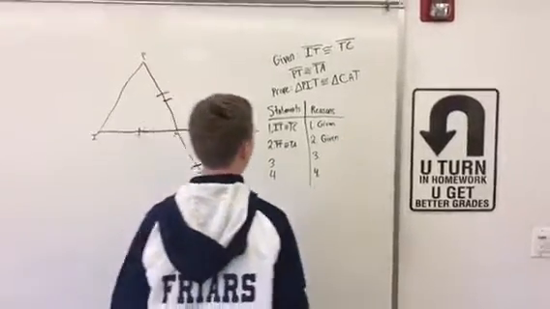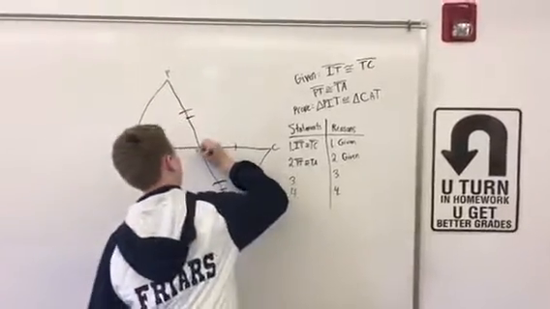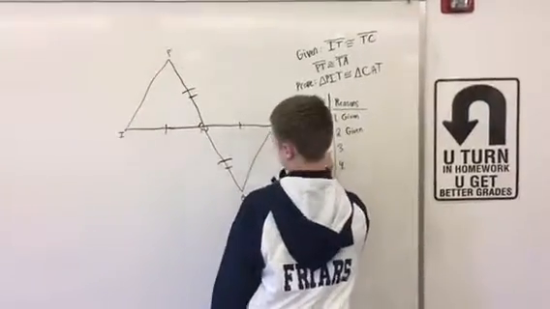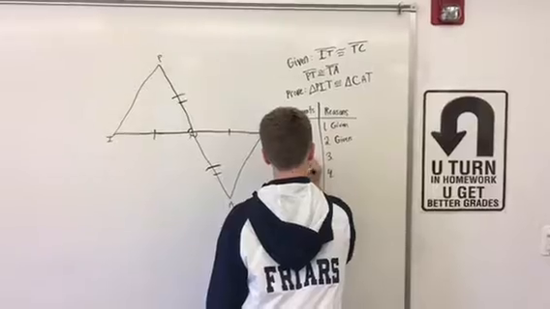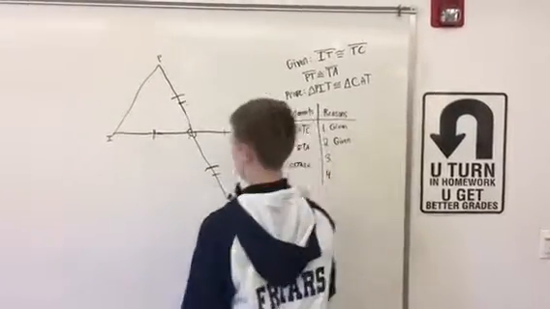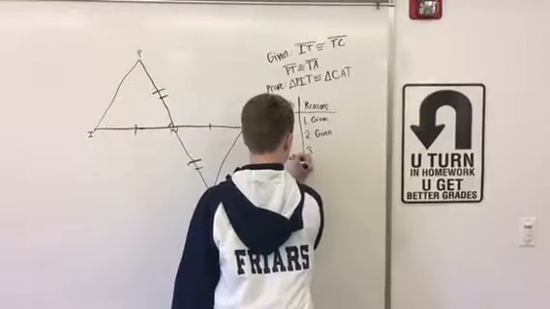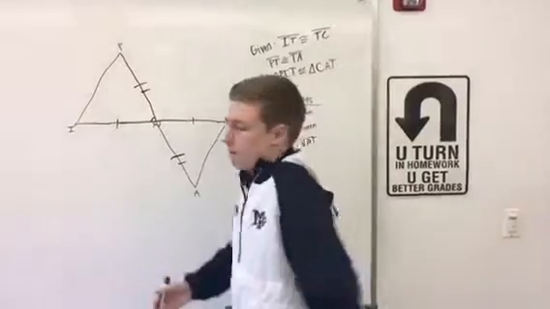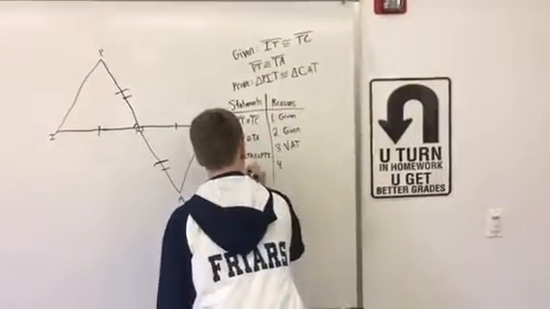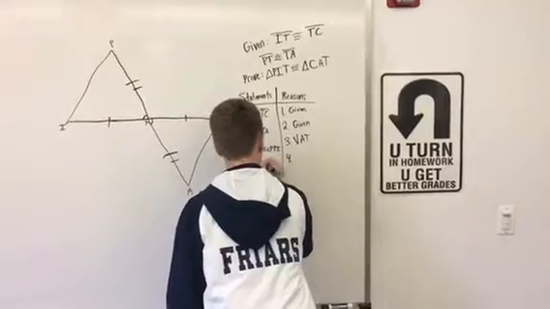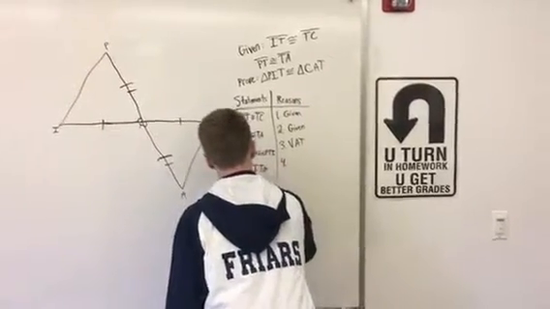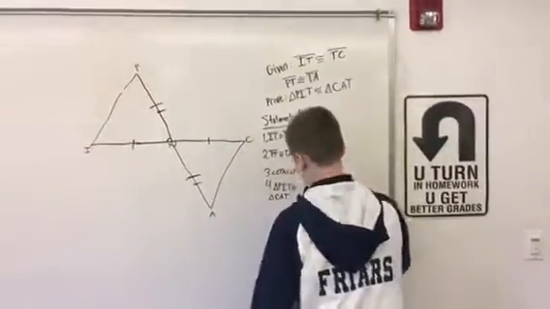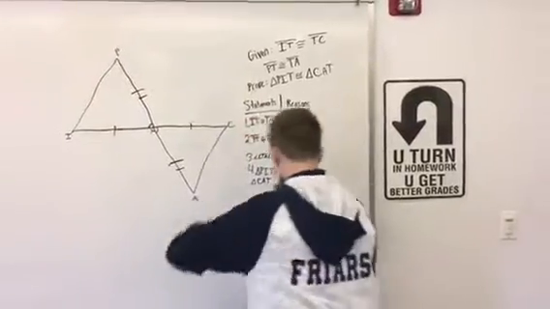Now, third. We got vertical angles right here in the middle. So we got angle CTA is congruent to angle PTI. And that is because of vertical angles theorem. And we got triangle PIT is congruent to triangle CAT because of SAS. Ready to click? Let's go, baby.